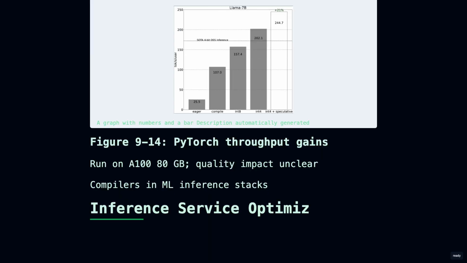In this section, we move from model design to service design. The focus is on using fixed compute and memory efficiently, so you can reduce latency and cost without changing model quality.